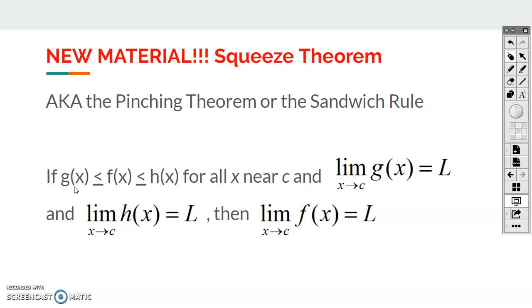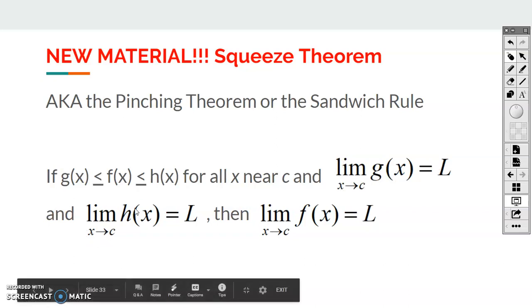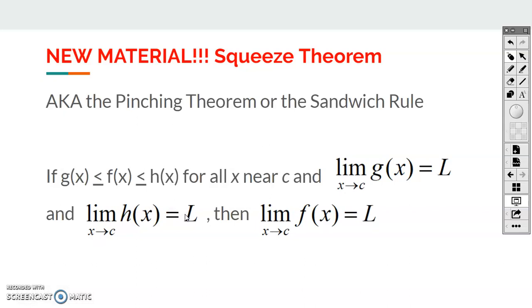Basically, if g of x is less than or equal to f of x is less than or equal to h of x, so f is always bigger than g, but less than h, for all x values near c. And at c, the limit as x approaches c of g is equal to L, and the limit as x approaches c of h is equal to L, then the one in between them, f, must also be L. So the limit as x approaches c of f of x is also L.